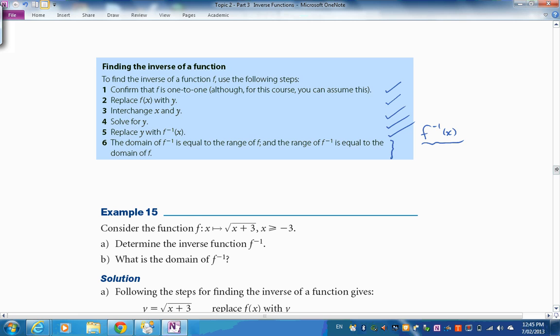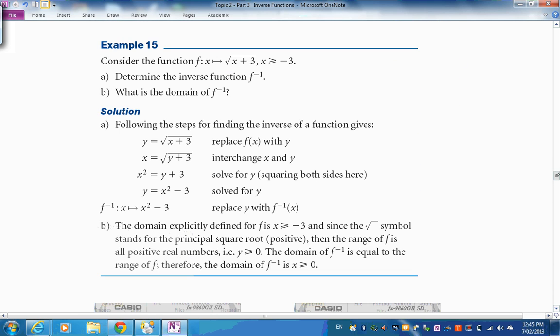Let's do one here, getting to the end, so we mustn't take too long. Example 15, where x is greater than or equal to -3. Determine the inverse function. First of all, put y instead of f of x. Interchange x and y.